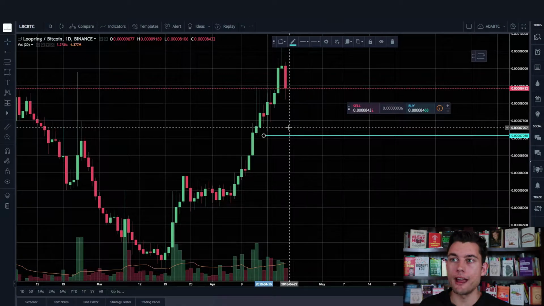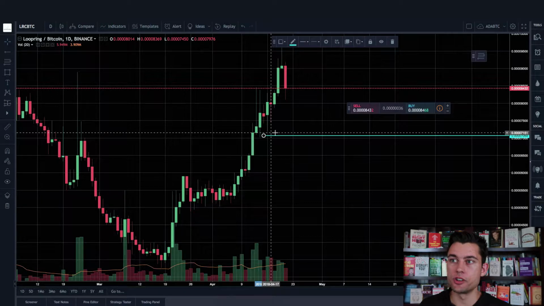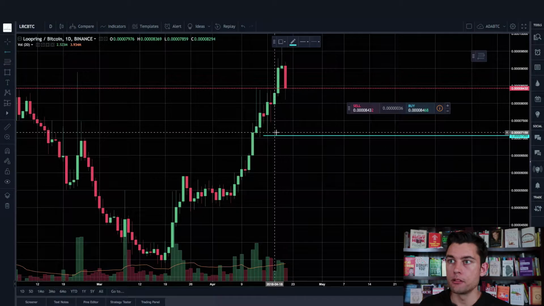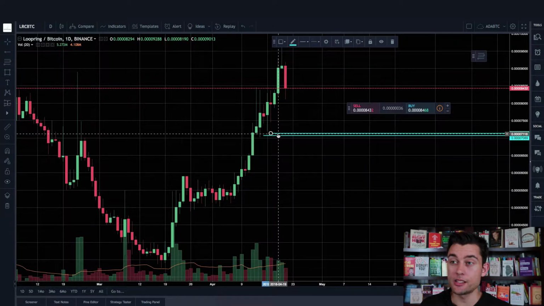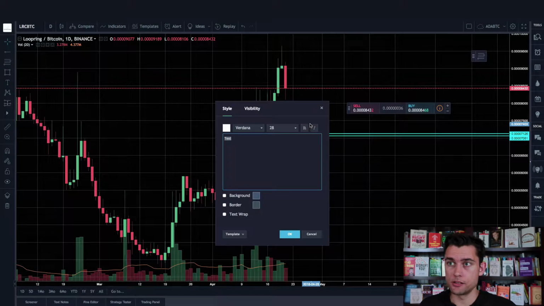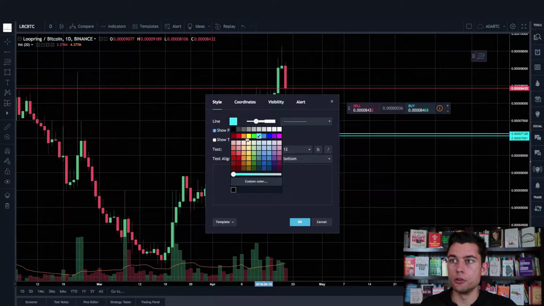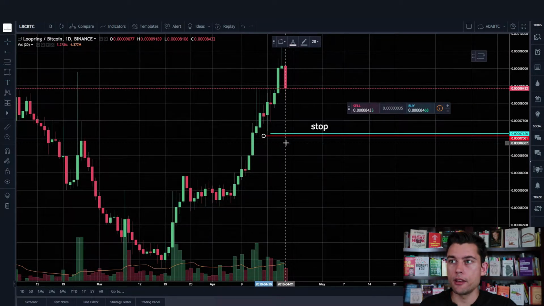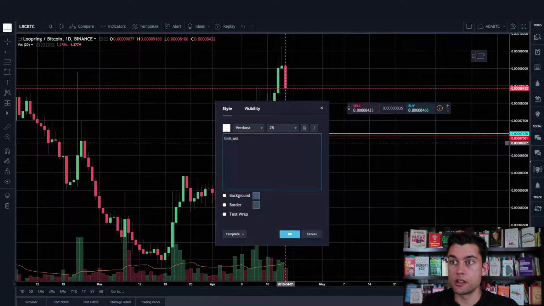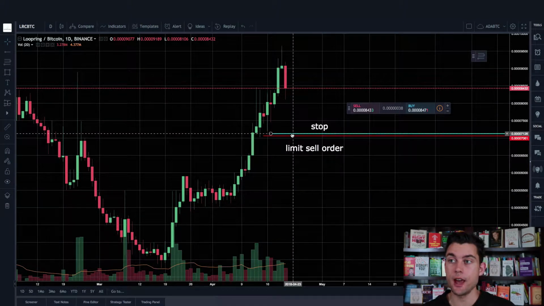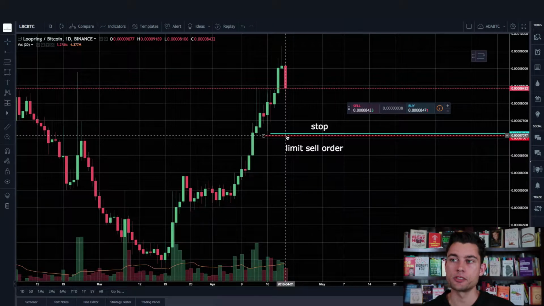So what that would look like on the graph would mean that at the 7100, which is right around here, this is when, if I bring this up, this is when your stop will be put into place. So we'll label that as the stop. And then this right here underneath is where you will sell. So we'll label that, and this is the limit sell order. So in this case, if the price does drop all the way down to my stop, then my limit sell order will be initiated and it'll start selling off my Loopring until it gets to this, and then all of my Loopring will be sold.